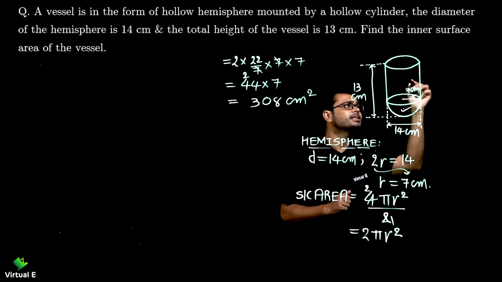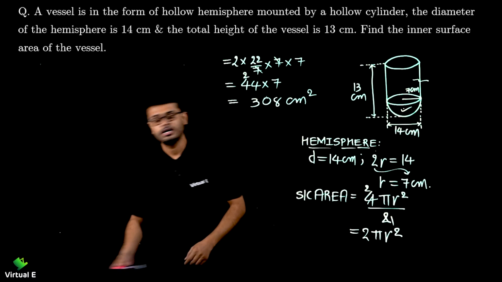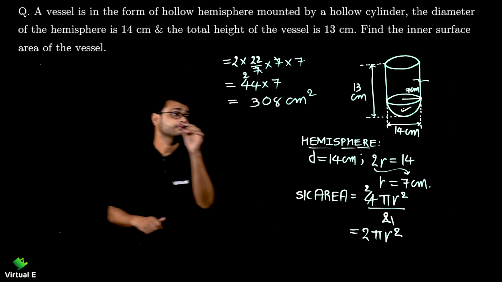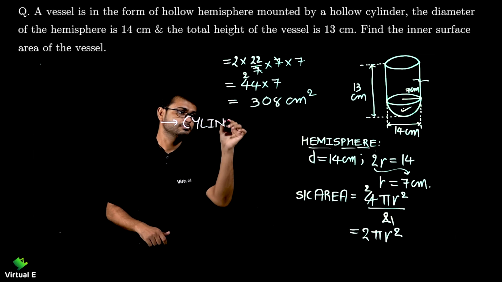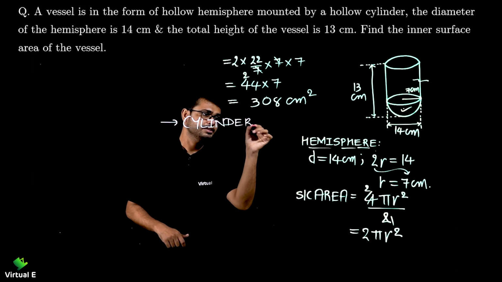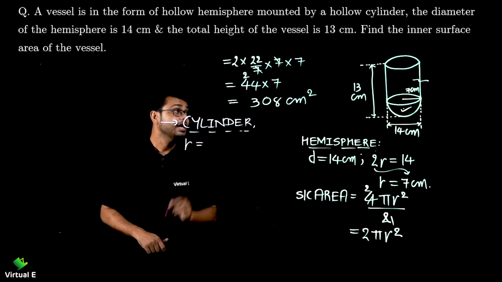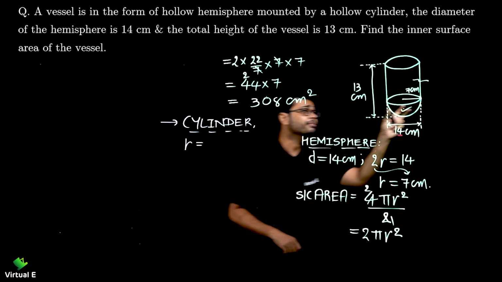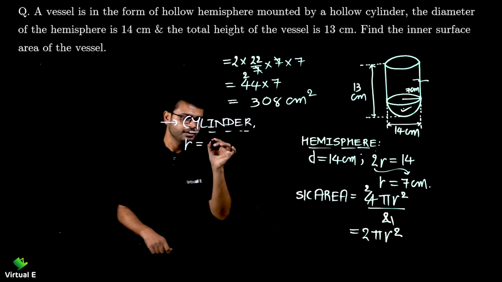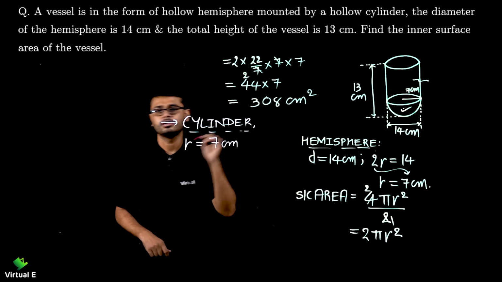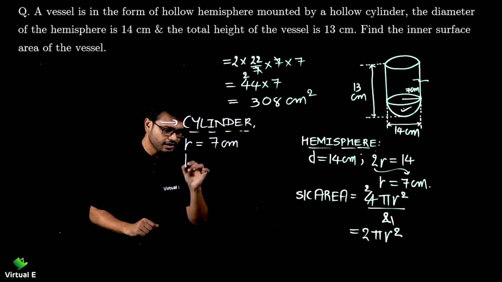Now we need to find the area of what? Cylinder. So let's start with the area of cylinder. Now the topic is cylinder. For cylinder we need radius, and will the radius be the same as the sphere? Yes, because the base is circular, so the radius will be 7 centimeter. Now what about the height? How can we get the height?